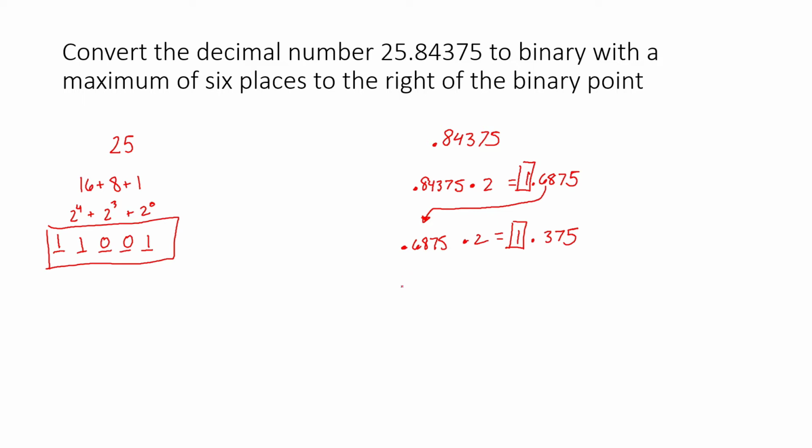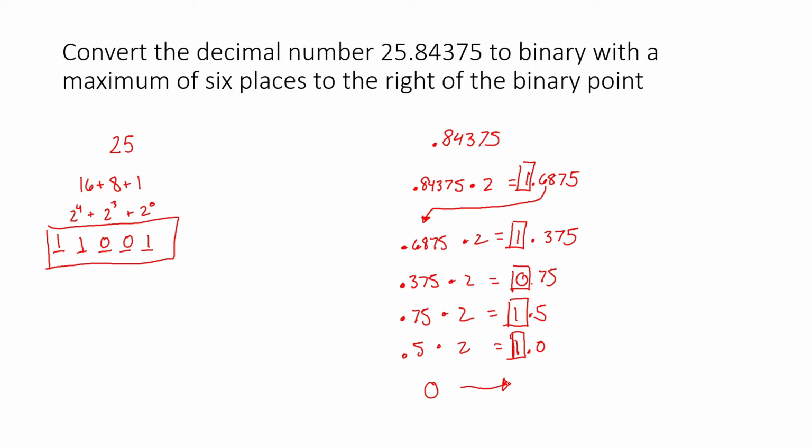And we're going to do the same thing. 0.375 times 2 equals 0.75. Keep this as well. Do the same thing over and over. 1.5, then 0.5 times 2 equals 1.0. And we are left with 0. And the way we do this is we read down.